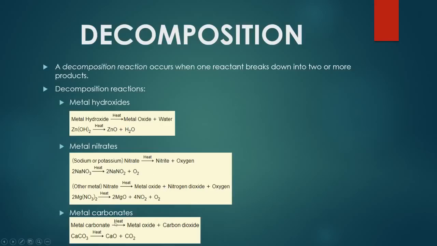Metal carbonates, fairly easy. They heat up, they decompose into the metal oxide and carbon dioxide. So as long as you know what's formed, you just write it out and then you balance the equation later.